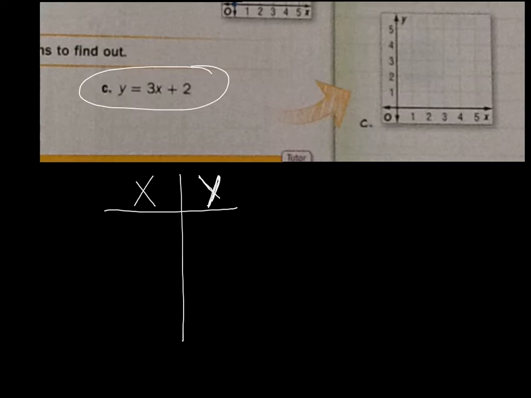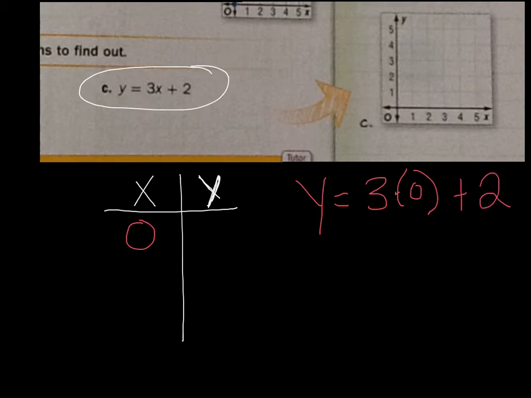So, let's start with 0. I'm going to plug 0 in for x. So y equals 3 times 0 plus 2. 3 times 0 is 0, plus 2 is 2. So my output would be 2.